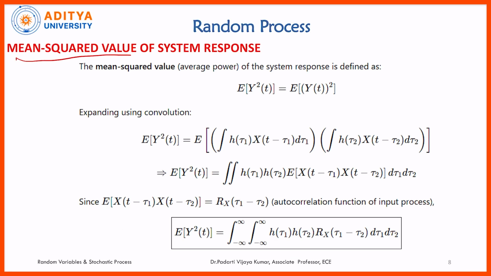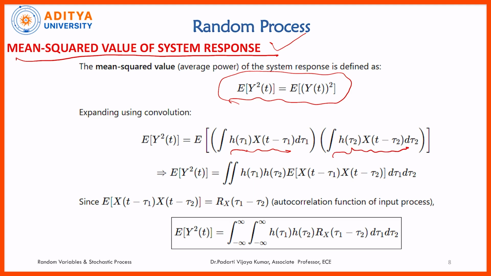Next, another statistical parameter which will be helpful in assessing the LTI system is the mean square value. Mean square value is mathematically defined as E of y square of t. But what is y of t? Convolution of h of t and x of t. I am bringing the limits to one side: h of tau 1, h of tau 2, E of x of t minus tau 1, x of t minus tau 2, d tau 1, d tau 2.